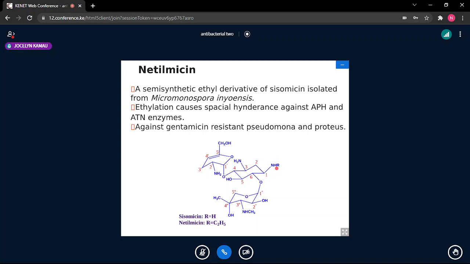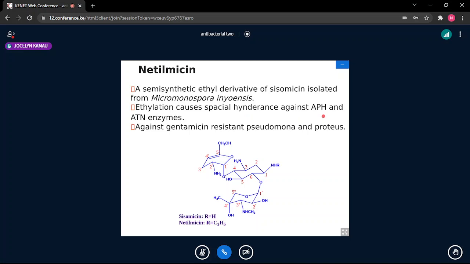In the netilmicin, it's an ethyl group. And the netilmicin is a semi-synthetic derivative of the naturally occurring sisomycin. So the sisomycin still again is a naturally occurring drug. So we are saying the netilmicin is a semi-synthetic ethyl derivative of sisomycin, which again occurs naturally. Ethylation causes steric hindrance.